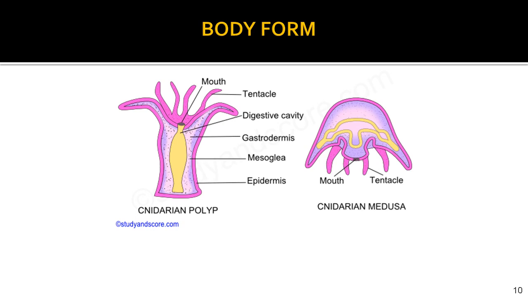Or it will be a mushroom shape or umbrella shape. It will change its body shape. That type of animal is known as the medusa form. So there are two forms. Either it will be in a polyp form as well as in a medusa form. Clear?